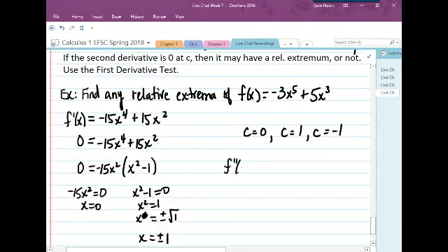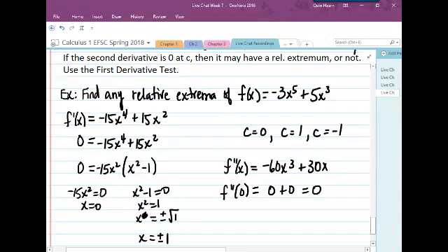So remember, our second derivative, the derivative of the first derivative, is negative 60x cubed plus 30x. So let's see what f double prime of 0 is. F double prime of 0 is going to be 0 plus 0, which is 0. In which case, the second derivative test fails. We don't know if we have a relative max or min at that point.